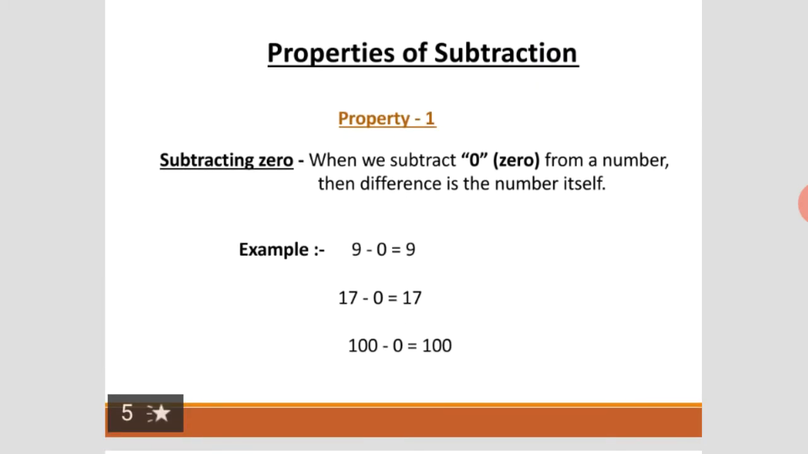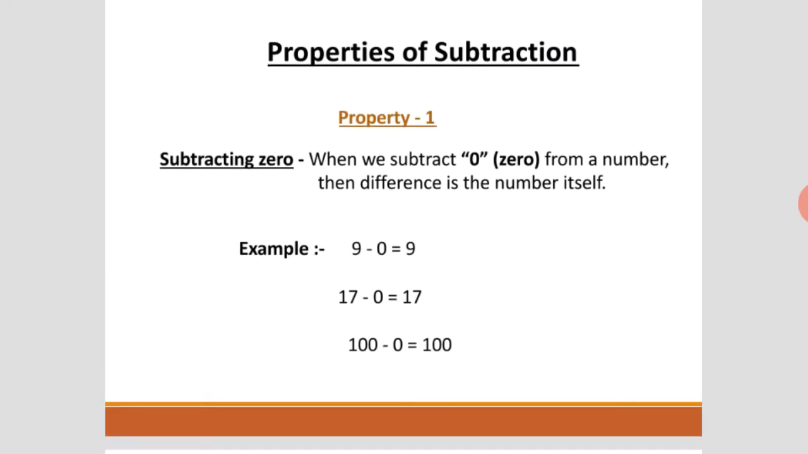Next, properties of subtraction. Property 1, subtracting 0. When we subtract 0 from a number, the difference will be the number itself. In this property, 0 is always taken as the subtrahend. Let us take the numbers 9 and 0. When we subtract 0 from 9, we get the difference 9.